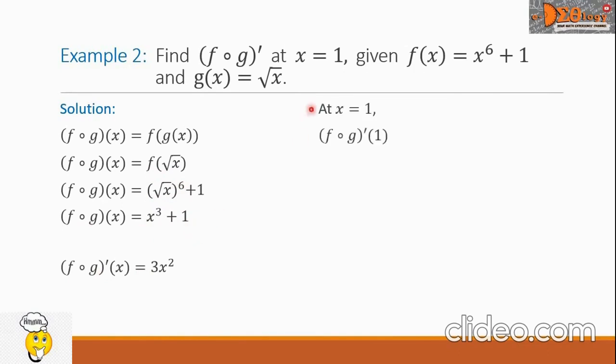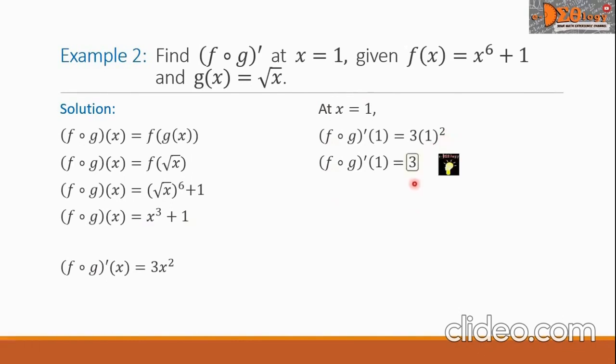Now, at x equals 1, we can show that f composite g prime of 1 is equal to 3 times 1 squared. This 1 squared is simply 1. 1 times 3 is simply 3. This is our final answer.